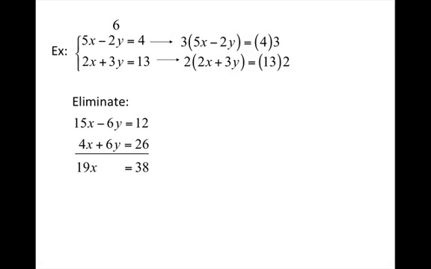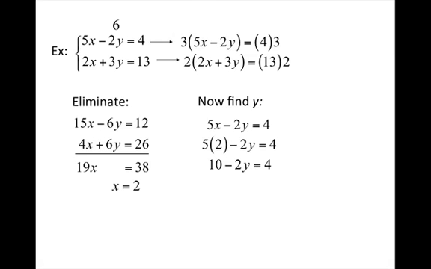Now that I have 19x equals 38, divide each side by 19 and you get x equals 2. Now that we have x, we need to find y. So plug that x value into either one of your original equations, or you could plug it into the equations that we got after we multiplied. I'm going to use the first equation, 5x minus 2y equals 4. So let x be a 2, so I have 5 times 2 minus 2y equals 4.